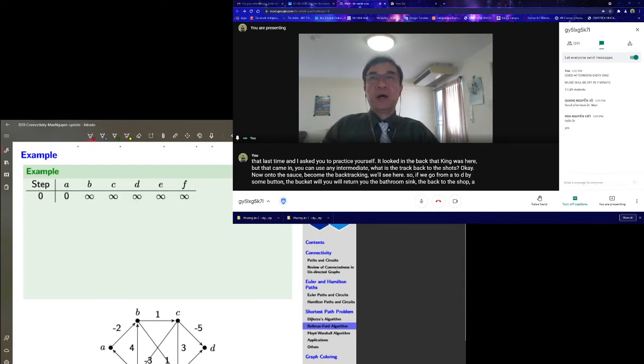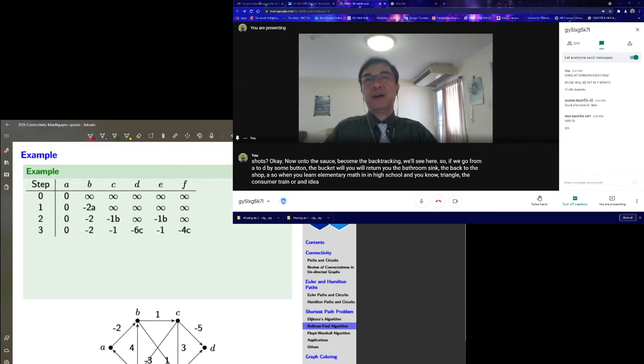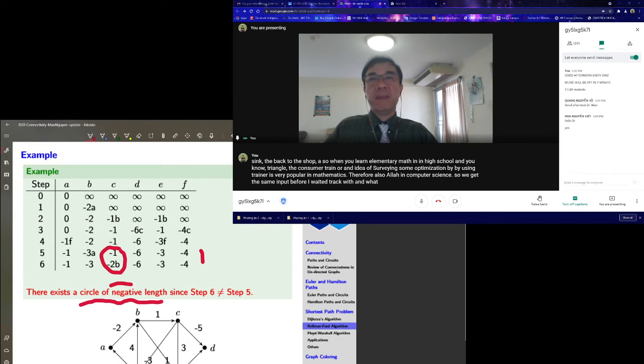So when you learn elementary math in high school, you know the concept of a triangle, and the idea of solving some optimization by using triangles is very popular in mathematics, therefore also popular in computer science. So we get the same input as before: a weighted graph with n vertices and many edges.